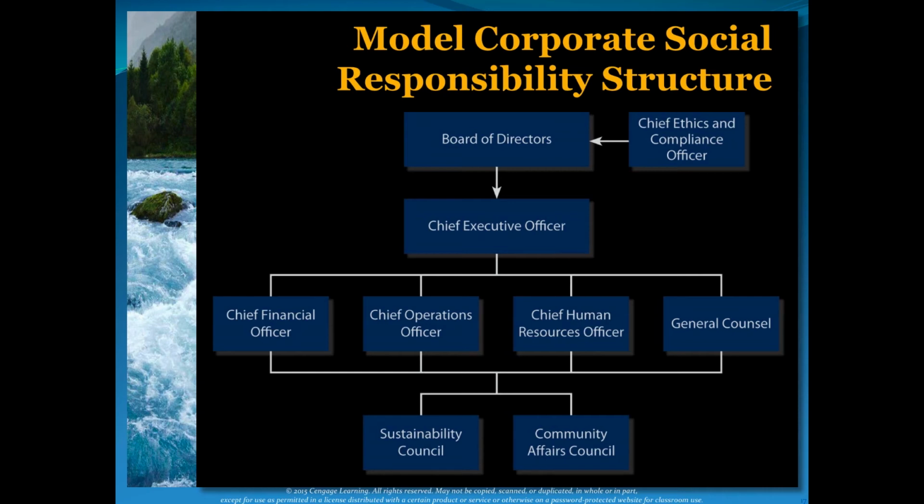This organizational chart shows us a typical model corporate social responsibility structure, what it looks like. Now not every organization is exactly alike. This is a typical structure. So as you'll see here, you have the board of directors at the top, and below that the chief executive officer, and then below that you have your CFO, your COO, your human resources department, and then your legal counsel. And then below that, this chart shows Sustainability Council and Community Affairs Council, and that's where you'll see some differentiations there in the different organizations.